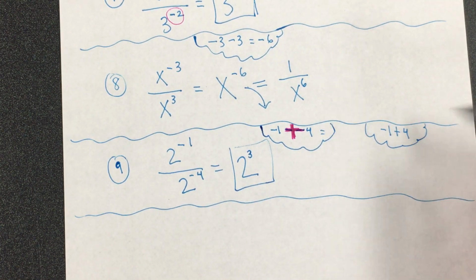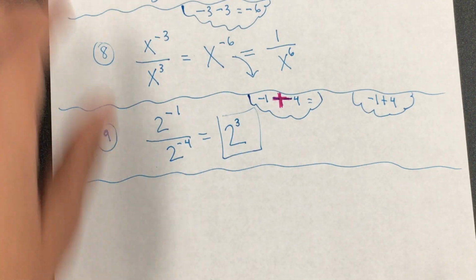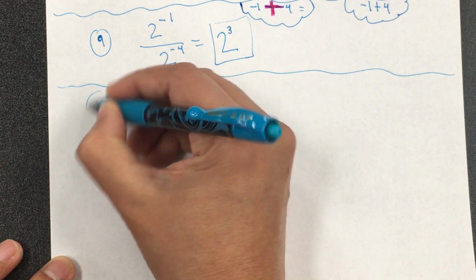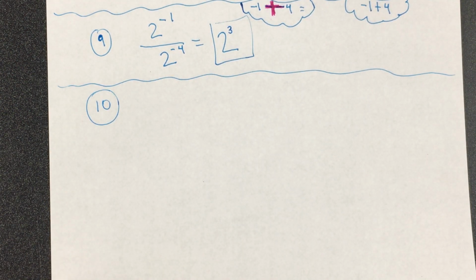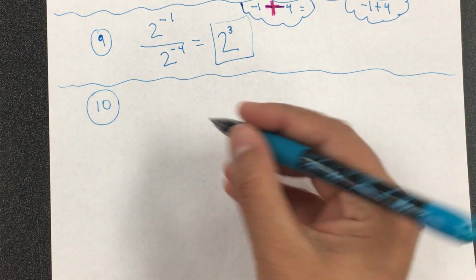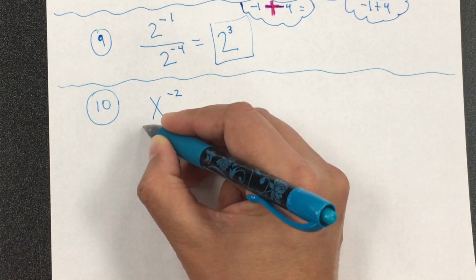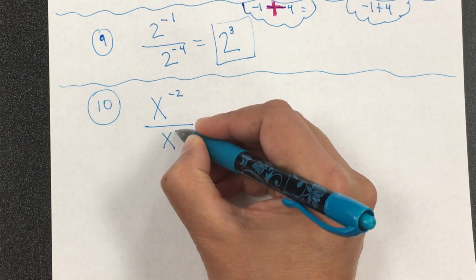I'm just circling or enclosing them so that we don't get confused with the rest of the example. Okay, the next one is x to the negative second over x to the second power.